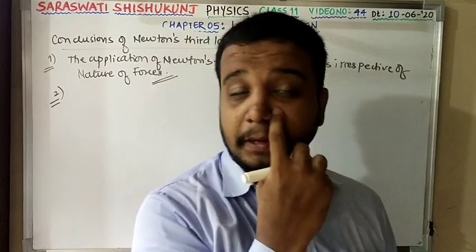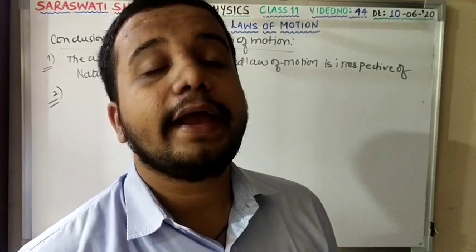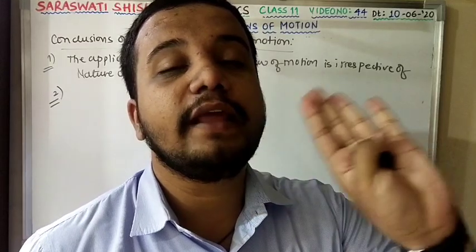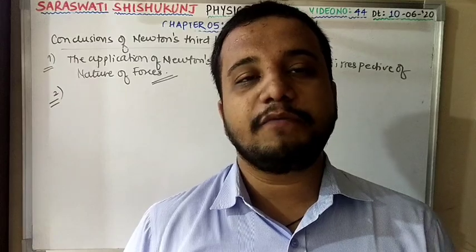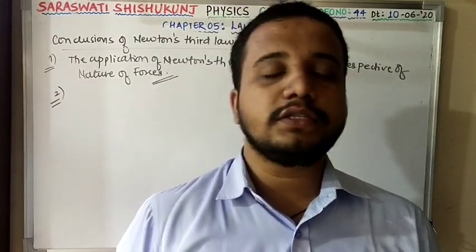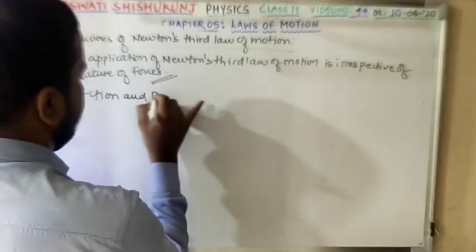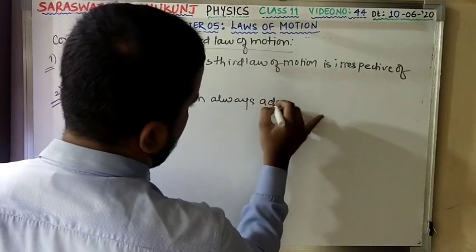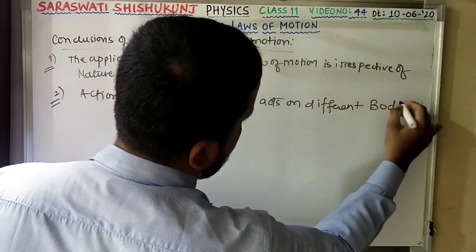Second point, remember, action and reaction always act on different bodies. If they act on the same body, then the resultant force is zero and they will never be uniformly accelerated, or they are not going to perform uniformly accelerated motion. Clear? If the resultant force is zero, how will acceleration come? Yes or no? So you can write that action and reaction always act on different bodies. Till this clear?